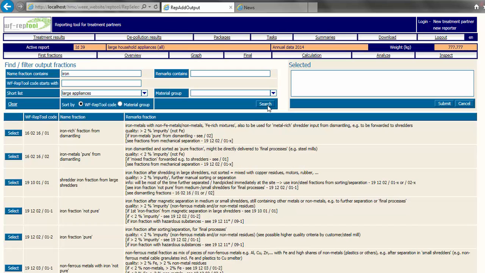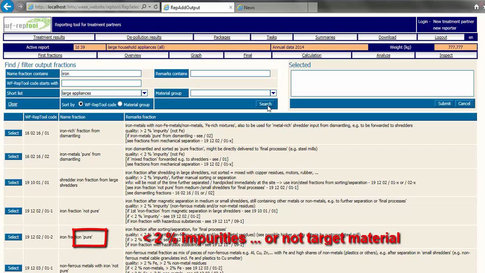Here you will see the important term of pure versus non-pure. We decided during the RepTool development that a fraction may be called a pure fraction when there are less than 2% impurities or non-target material included in the fraction. This value is low when you speak with treatment operators, as they wanted higher limits, but in many cases much higher than the market asks for pure fractions. So a compromise, well accepted by all parties now and taken over by others.